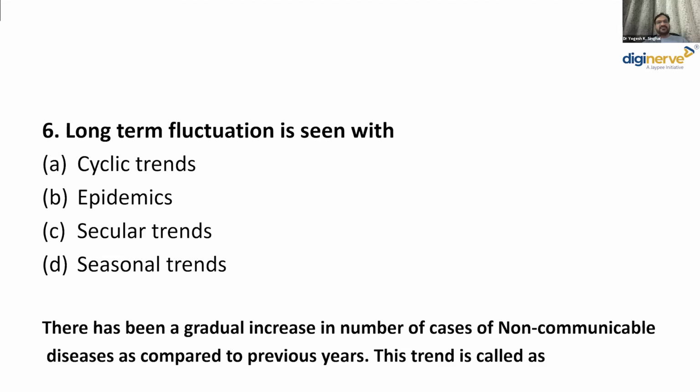Then the question is, long-term fluctuation is seen with. So what was the cyclic trend? Cyclic trend, we have discussed, is a disease coming every 2 or 3 years, like swine flu, like measles cases. Epidemic is not long term. So we are having only two options, secular and seasonal. Seasonal is coming in the seasons only, so it cannot be long term. So we have excluded 3 options, and we are having option C only here. So that is secular trend.